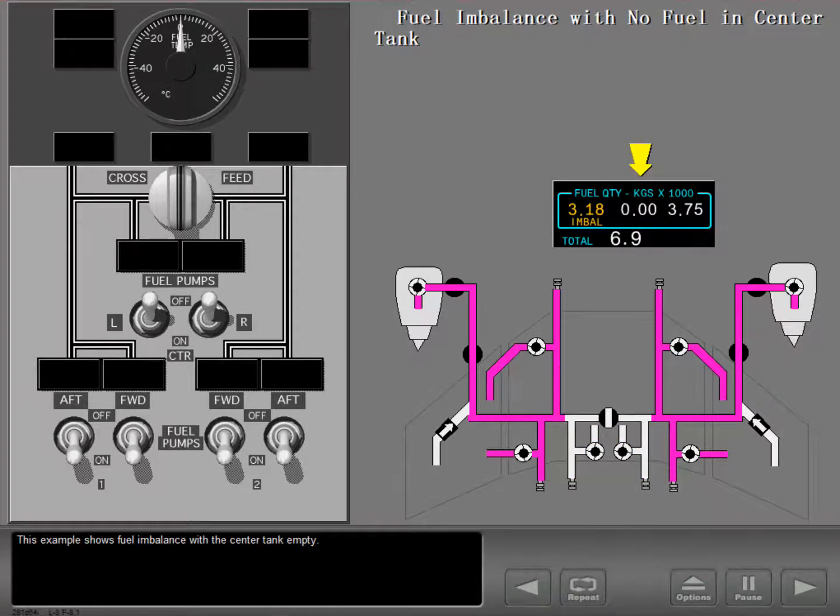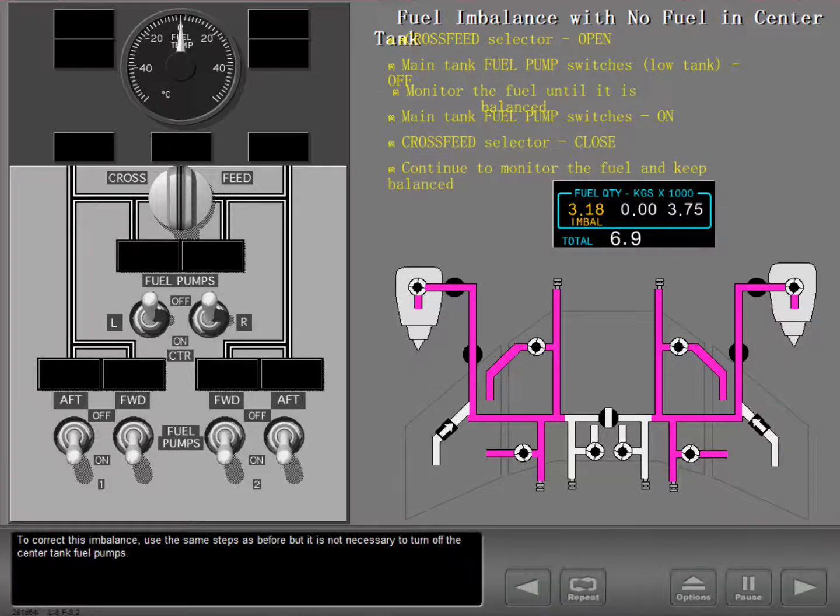This example shows fuel imbalance with the center tank empty. To correct this imbalance, use the same steps as before, but it is not necessary to turn off the center tank fuel pumps.